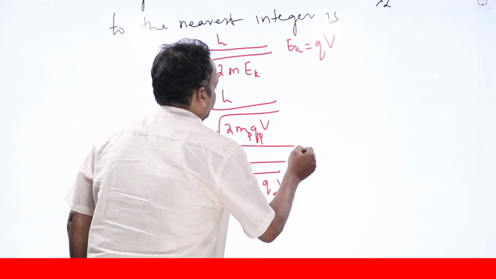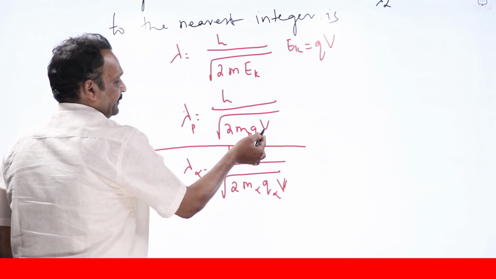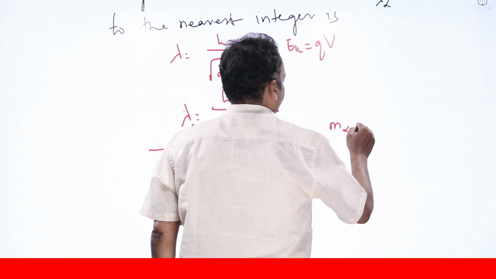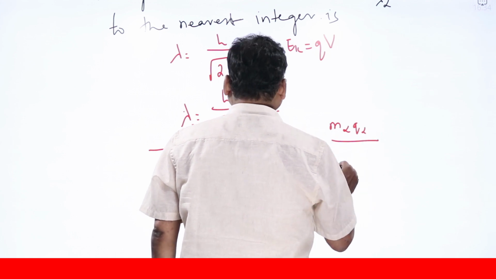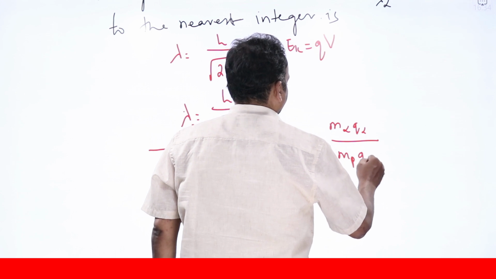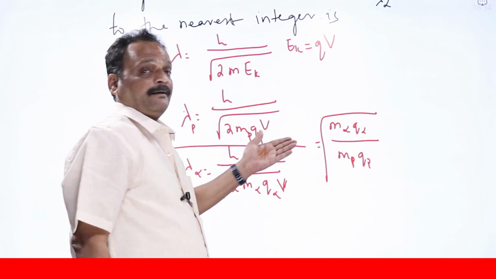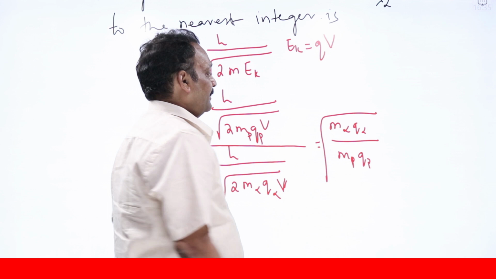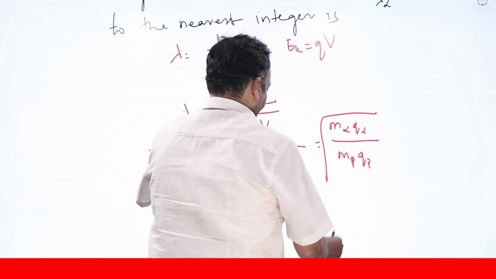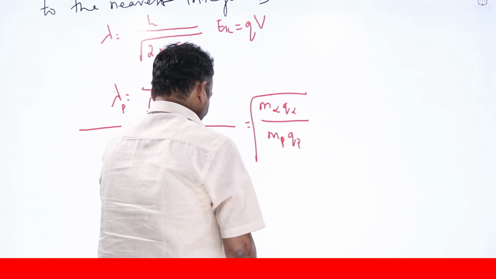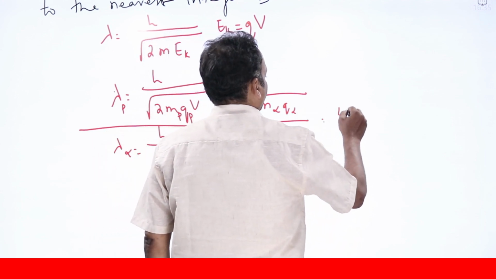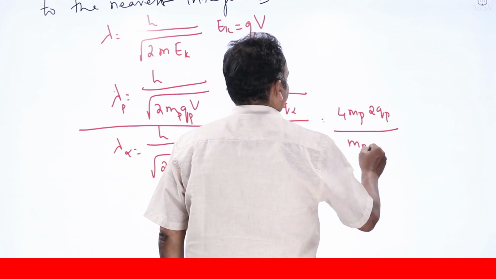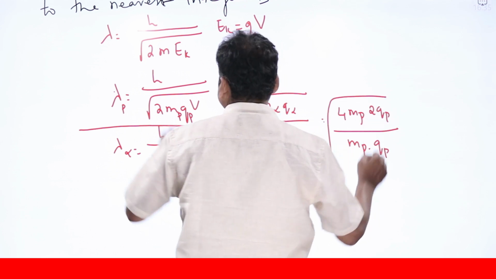So if I take lambda p by lambda alpha, h, 2 and V get cancelled. What is lambda p by lambda alpha? It is m alpha q alpha by mp qp, all under root. What is m alpha? The mass of the alpha particle is 4 times the mass of the proton. The charge of the alpha particle is double that of the proton's charge. So this ratio becomes m alpha is 4 mp, q alpha is 2 qp, by mp into qp, whole thing under root.